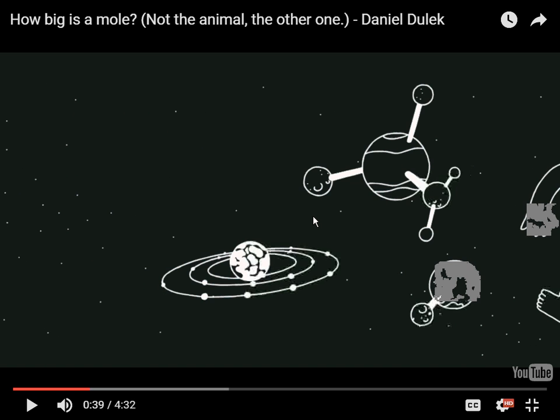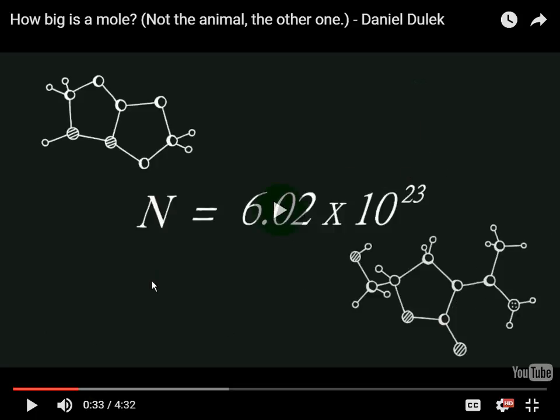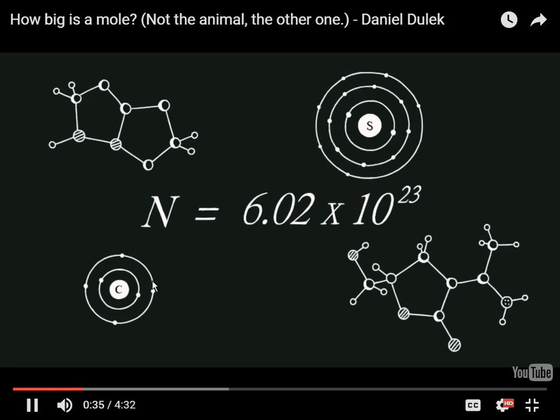Have you ever wondered how many atoms there are in the universe? What was that constant? 6.02 times 10 to the 23rd.